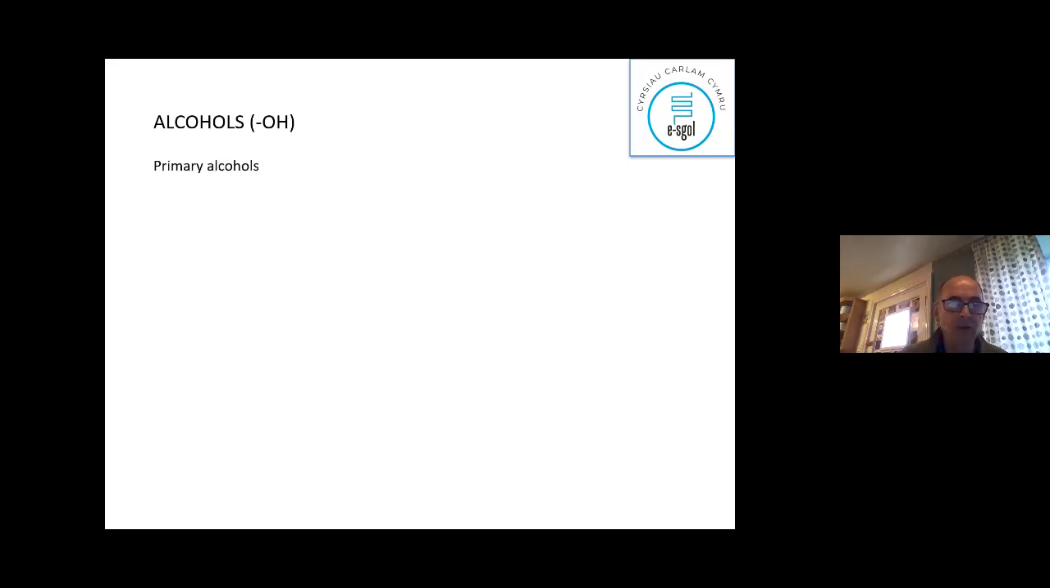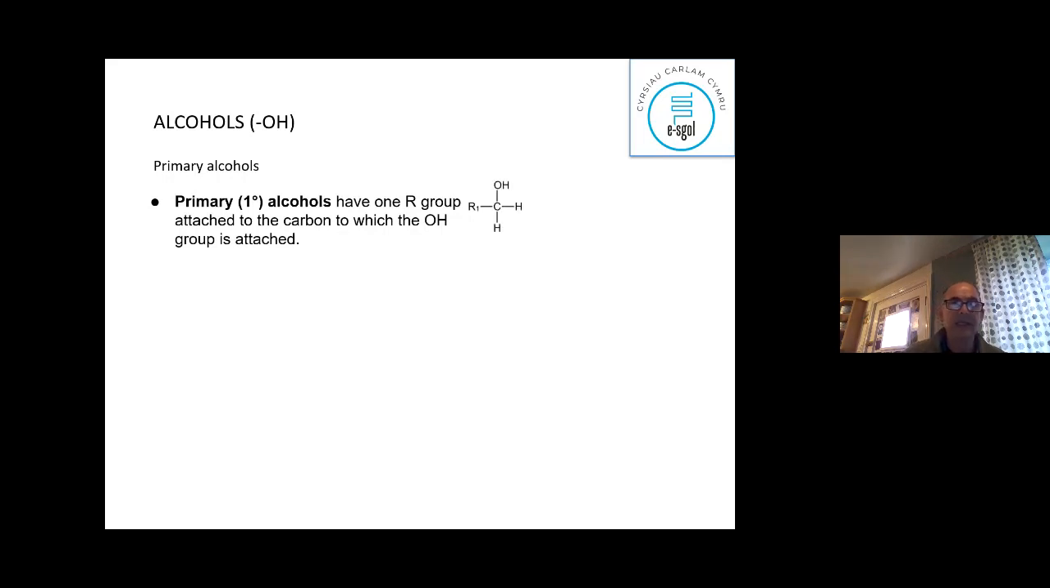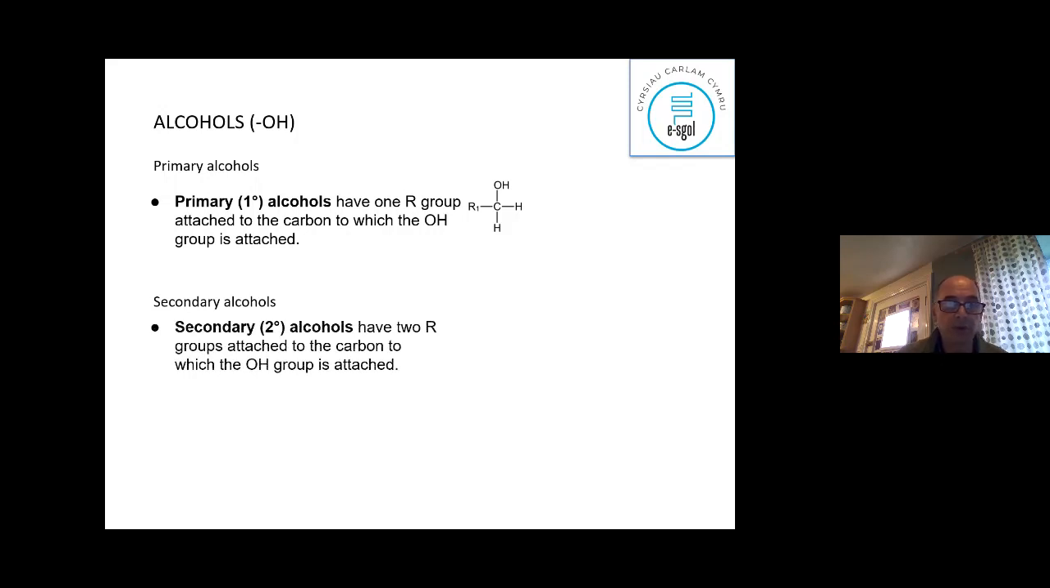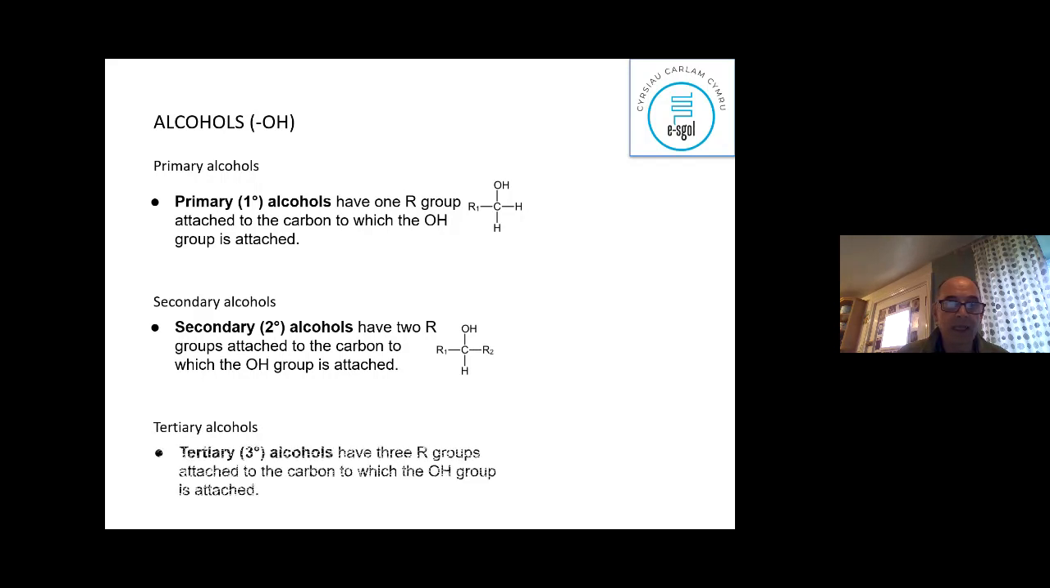We'll go through this fairly quickly. This is to refresh what you did in year 12. We've got primary alcohols. They have one R group attached to the carbon, the R group being an alkyl or an aryl group. Secondary alcohols, you have two R groups attached to the carbon. And tertiary alcohols, where you have three R groups attached to the carbon.